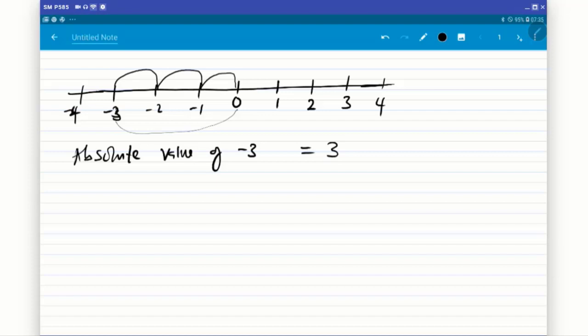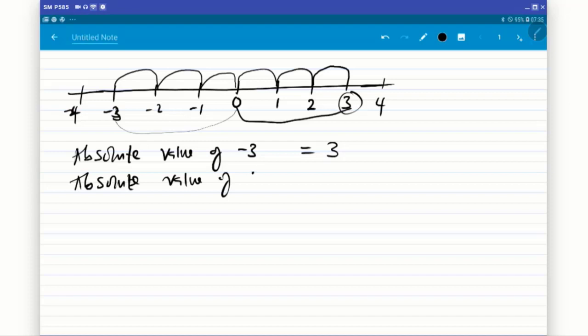If I look at 3 as well, for instance, what is the distance? 1, 2, 3. So distance to 0 is also 3. So absolute value of 3 is also 3. This means minus 3 and 3 are at the same distance from 0, which means they must have the same absolute value. So absolute value of minus 3 is 3. Absolute value of 3 is 3.